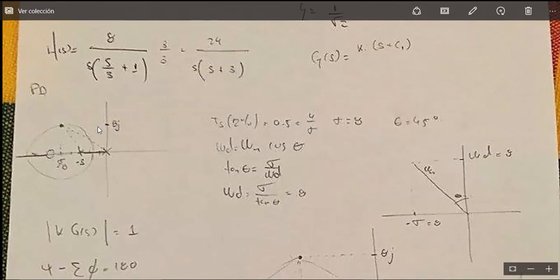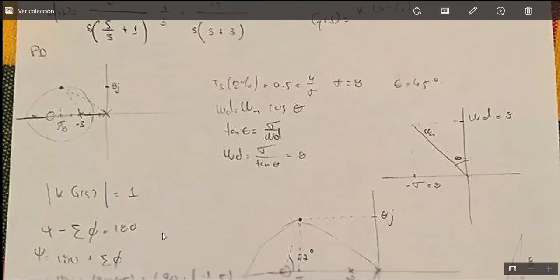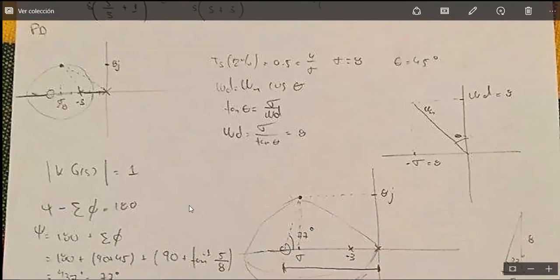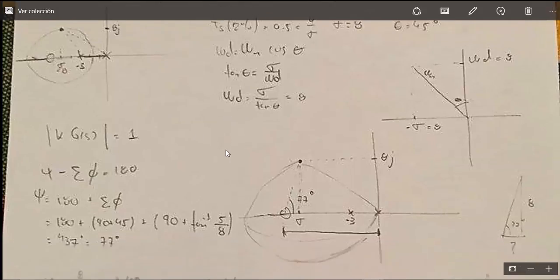If we build a PID compensator, we have two zeros and one pole in the region, but we saw that this compensator is easier and less complex than the other compensator, which is the PID.